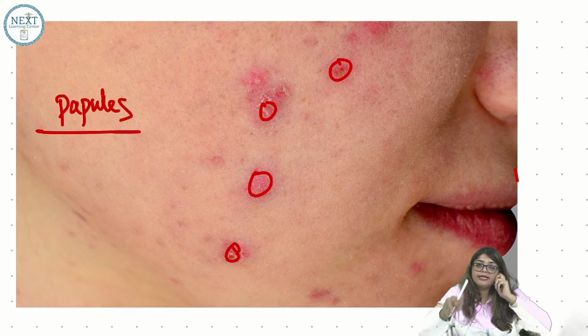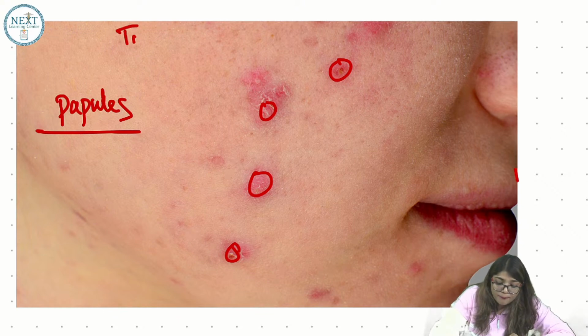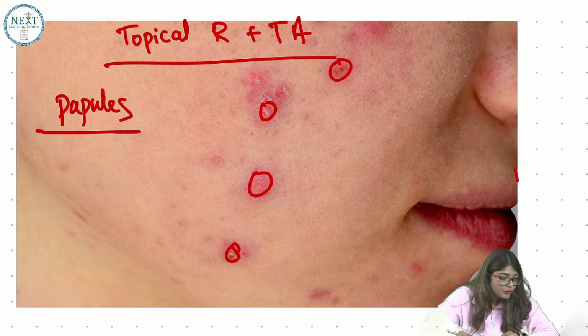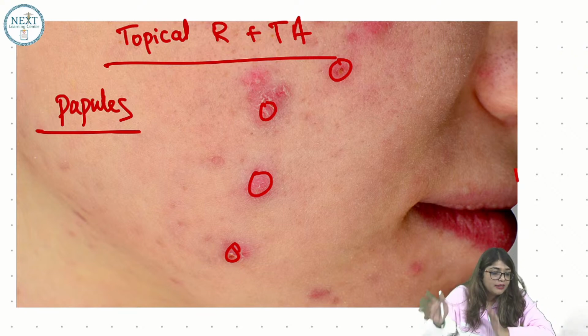So what treatment do you give here? You give topical retinoids plus topical antibiotics. Okay, can I just write TRTA? Yes. So, topical retinoids plus topical antibiotics.